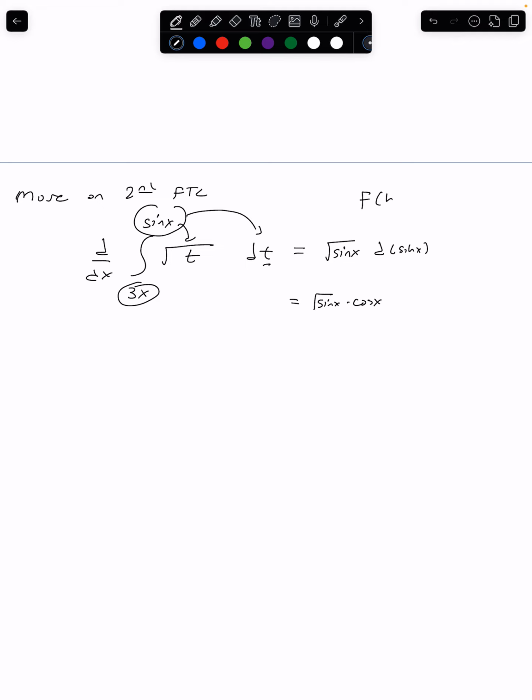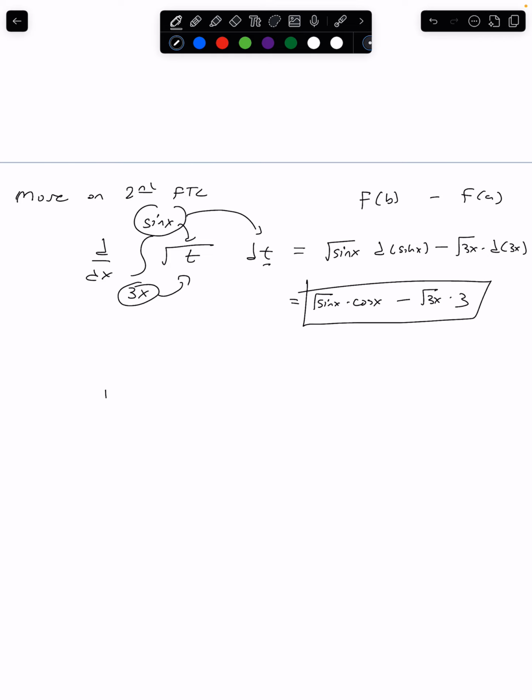Remember, the FTC says f of b minus f of a. So I have to now subtract that 3x as well. So that becomes the square root of 3x times the derivative of 3x. Same thing. And that's going to give me minus the square root of 3x times 3, since the derivative of 3x is just 3. There we have it.